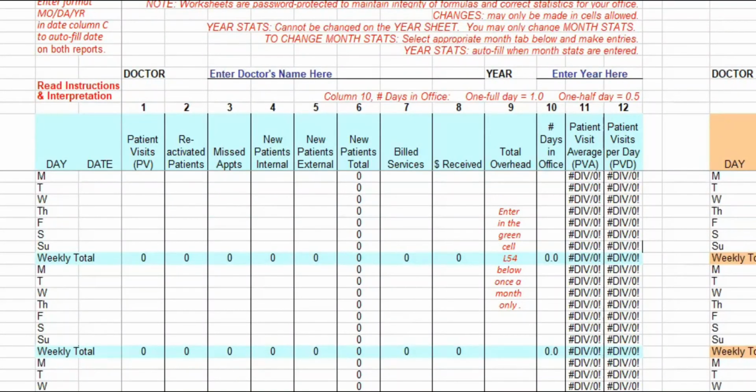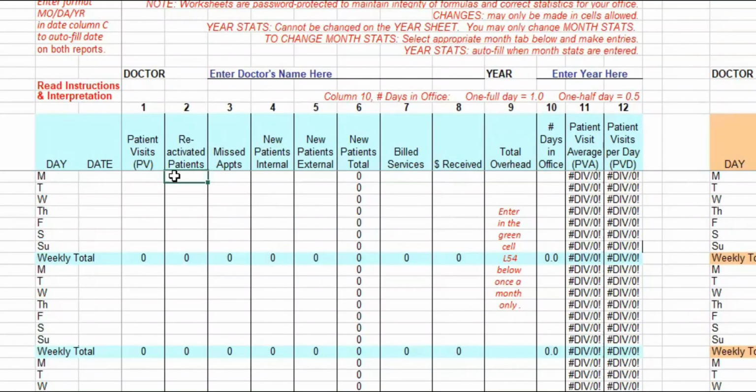So all you do at the end of the day is have your staff or yourself put down today's date, and then how many patient visits we did today. I'm not counting names, I'm just putting a number. How many reactivated patients were there? Well, why is that such an important number?